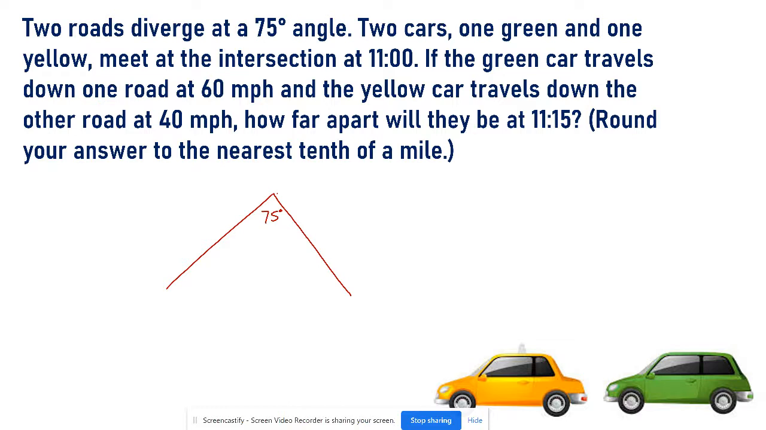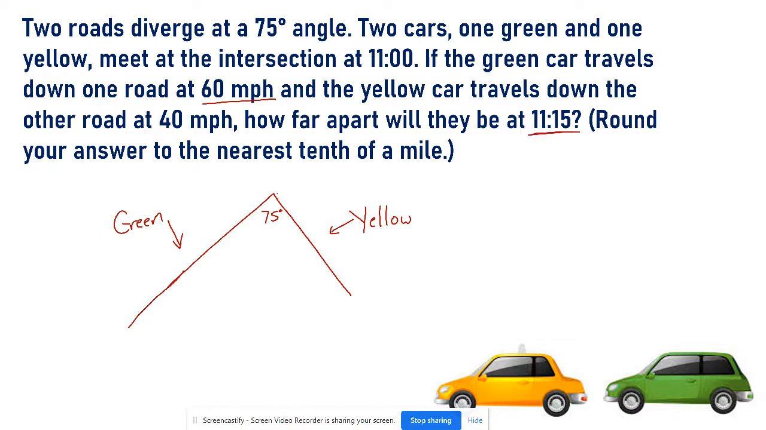The green car travels down one road. Let's say that the green car is on this road. So this is the green car on this road at 60 miles per hour. The yellow car goes down the other road. So we'll say the yellow car is right here at 40 miles per hour. How far apart will they be at 11:15?